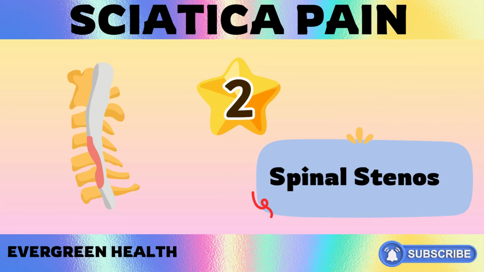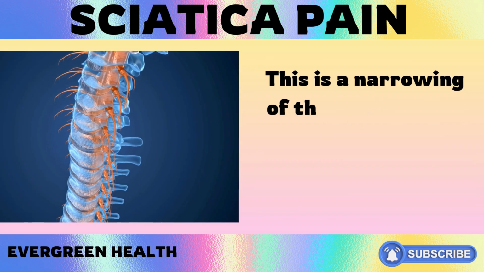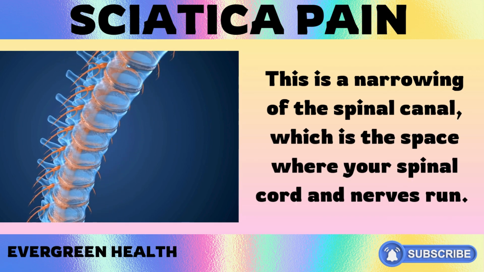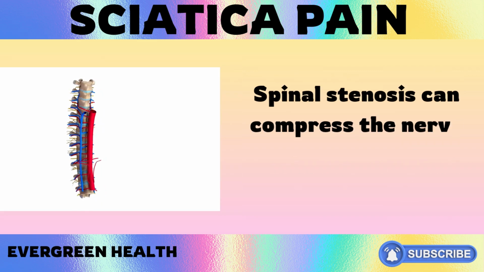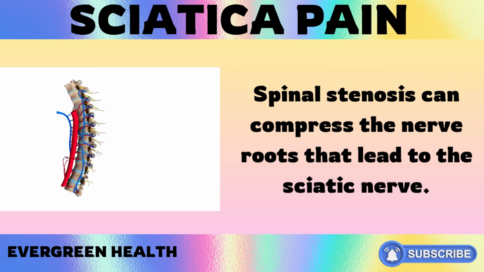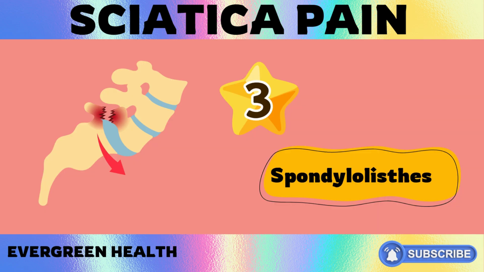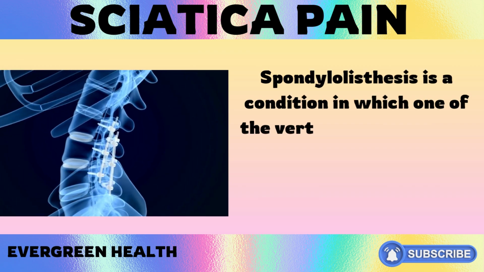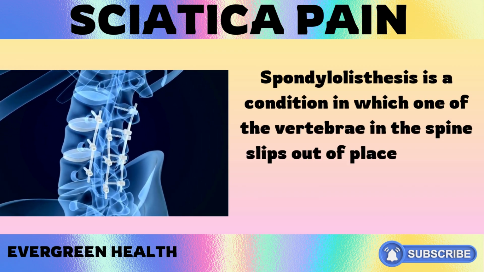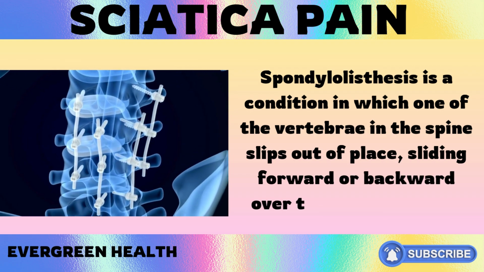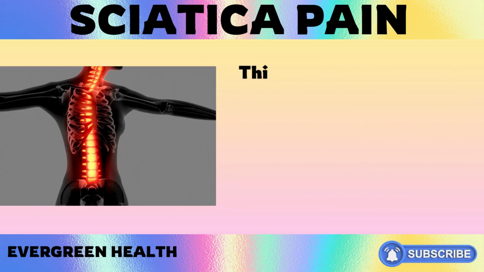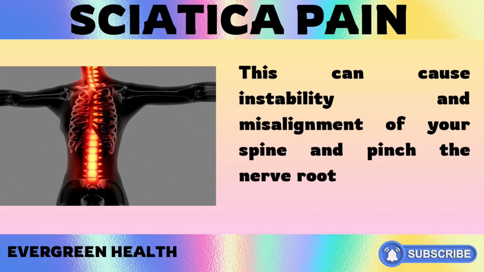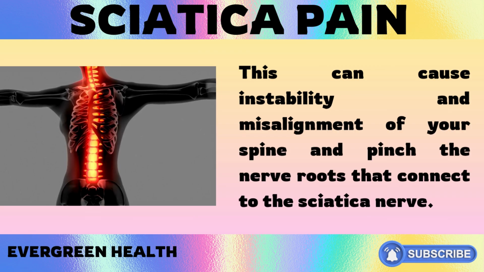Number two, spinal stenosis. This is a narrowing of the spinal canal, which is the space where your spinal cord and nerves run. Spinal stenosis can compress the nerve roots that lead to the sciatic nerve. Number three, spondylolisthesis. Spondylolisthesis is a condition in which one of the vertebrae in the spine slips out of place, sliding forward or backward over the bone below it. This can cause instability and misalignment of your spine and pinch the nerve roots that connect to the sciatic nerve.